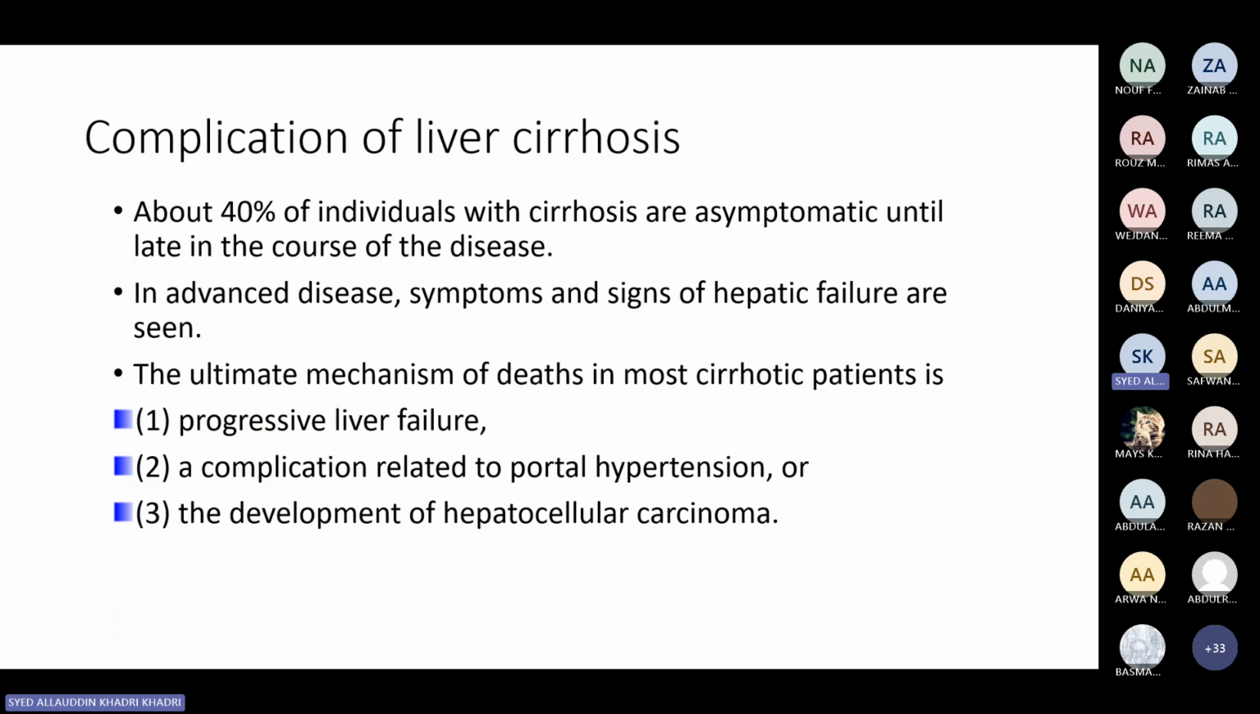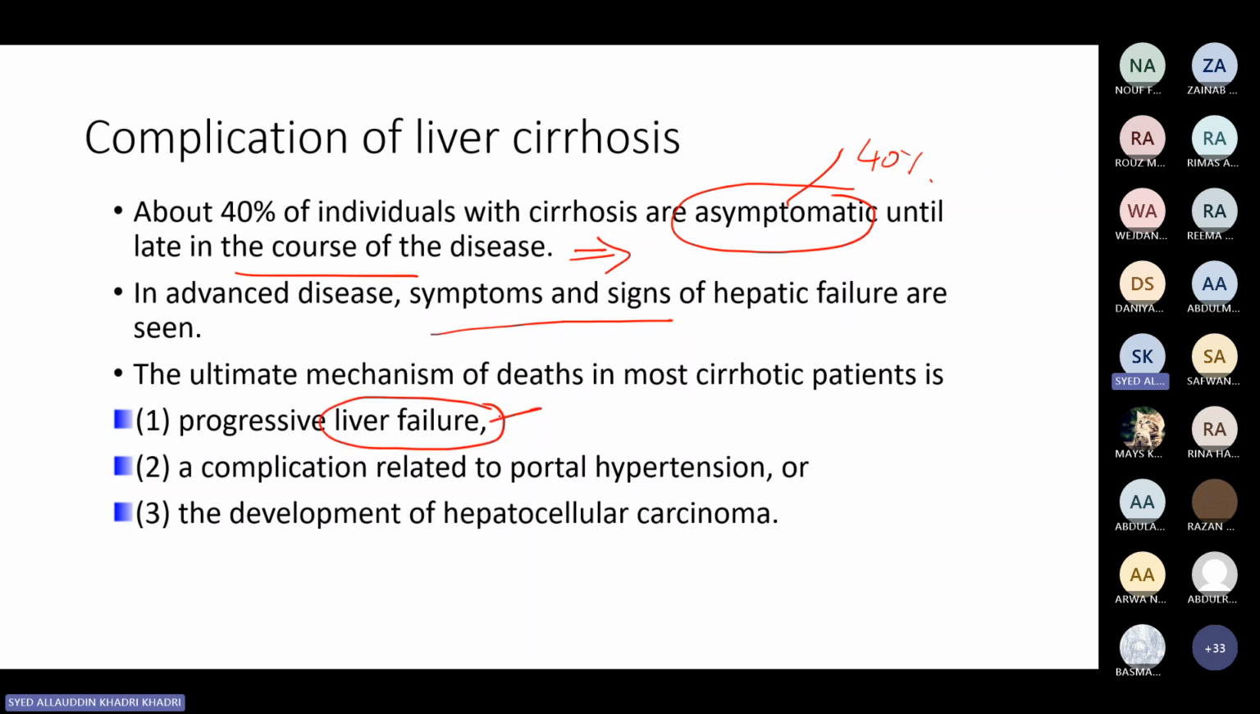Okay. So, complications of liver cirrhosis. About 40% of individuals with cirrhosis are asymptomatic, and this you should understand. The cardinal manifestations do not occur in 40% of the patients until late in the course of the disease. The whole of the synthetic function goes down, and the patient comes to you with ascites or jaundice or whatever symptoms, in the form of encephalopathy. In advanced disease, symptoms and signs of hepatic failure are seen. The ultimate mechanism of death in most cirrhotic patients is progressive liver failure, causing the synthetic functions to go down. It can even cause coagulopathies and many more problems. Even bleeding can occur.